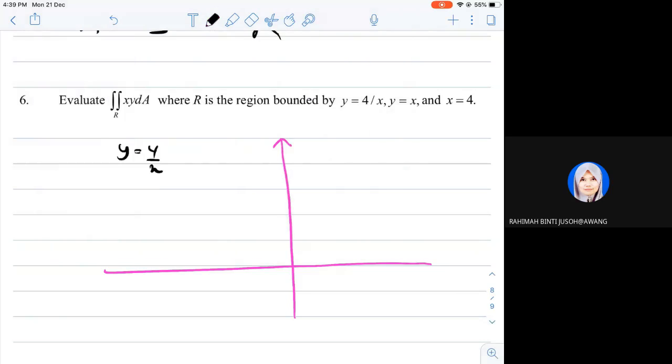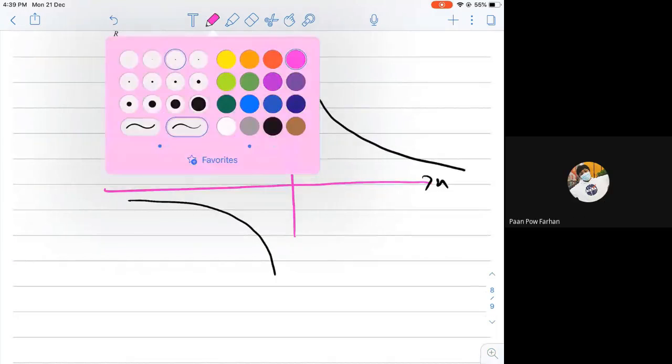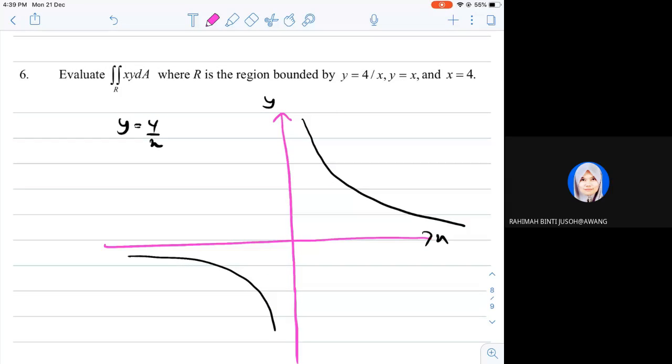Okay, y equals 4 over x, so it should be like this. Macam tangent, dia macam ni kan? Betul tak? Asymptote 0. Macam tu. And then we also have y equals x, just a straight line, like this. Dia touch 0, 0 ni kan?